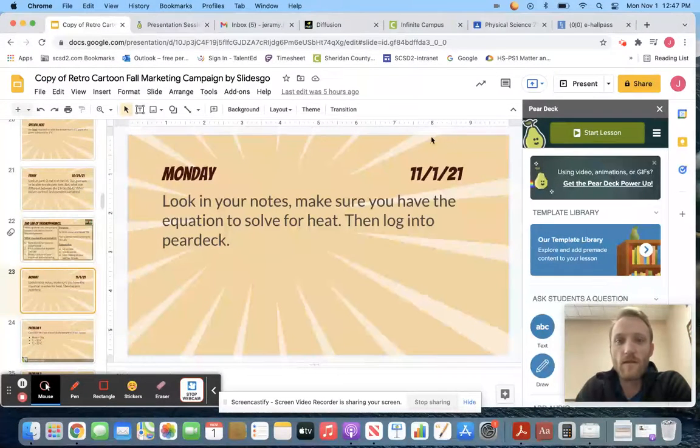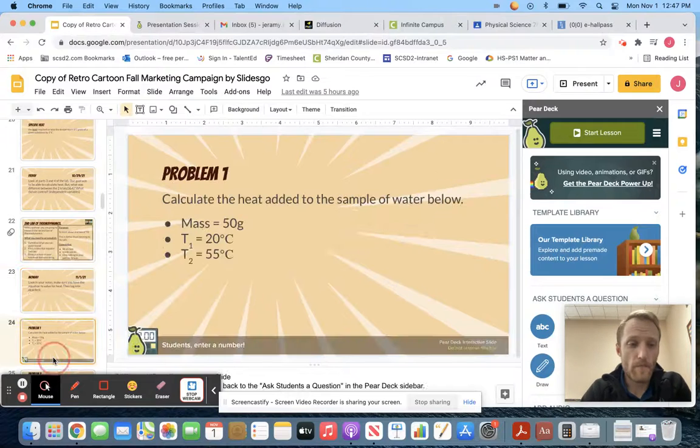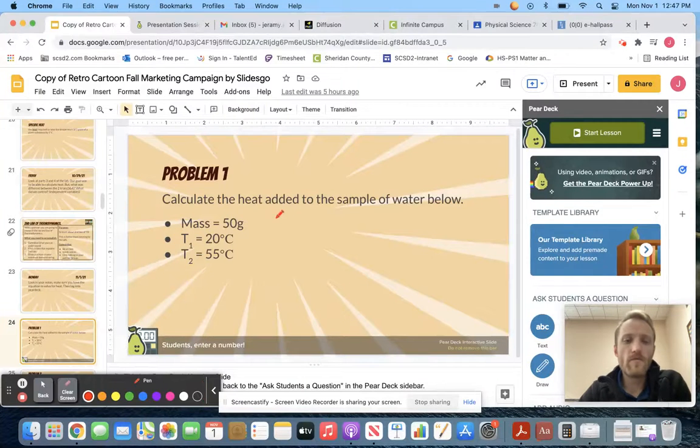Just wanted to give you an update on what we did today, Monday, November the 1st. So we started with just kind of a warm up using our new heat equation. And basically, what we want to make sure we understand is when we're doing this equation.